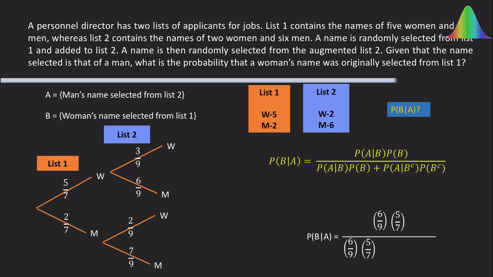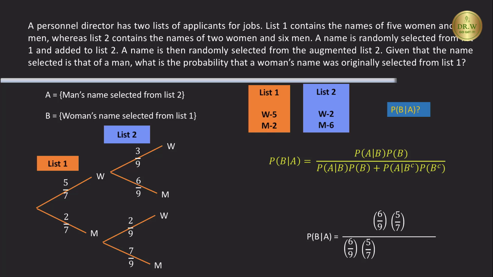Probability A given B complement. Then what is the probability of A given B complement? This one, right? So here B is woman's name selected from list 1. Then what is the B complement? B complement should be man's name selected from list 1. Then that should be here. That is the man's name selected from list 1, right? But what is the A? A is the man's name selected from list 2. Yes, you see here, this is the man's name selected from list 2.